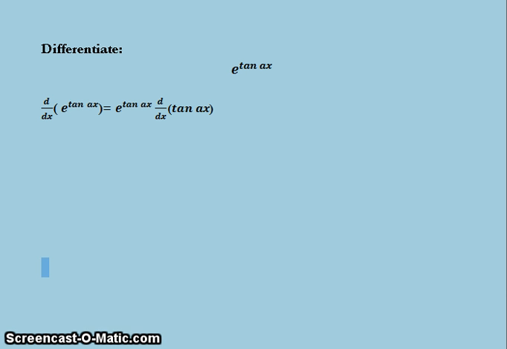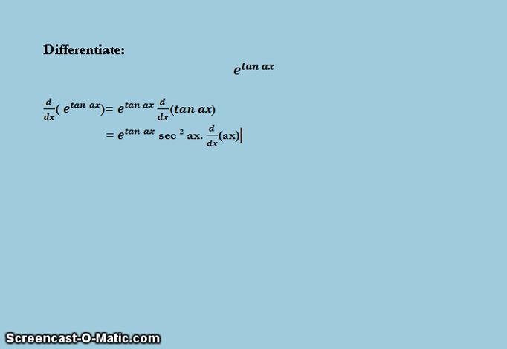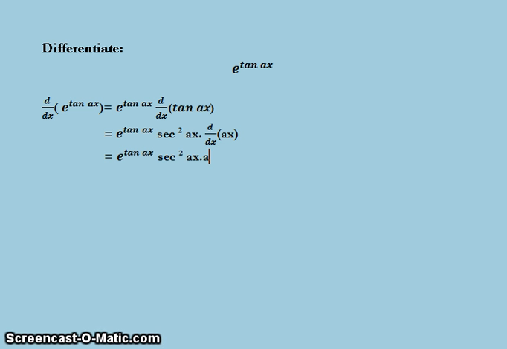e to power tan ax into d by dx of tan ax. This is equal to e to power tan ax into sec square ax into d by dx of ax, which is equal to e to power tan ax into sec square ax into a, which can be rewritten as a sec square ax into e to power tan ax. With this we conclude this lecture on differentiation, which was based on logarithmic and exponential differentiation.